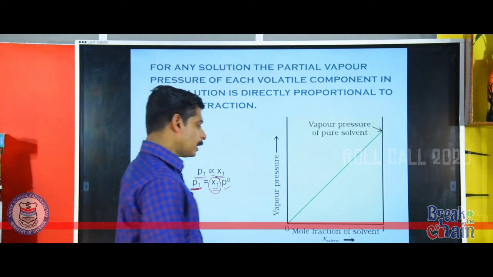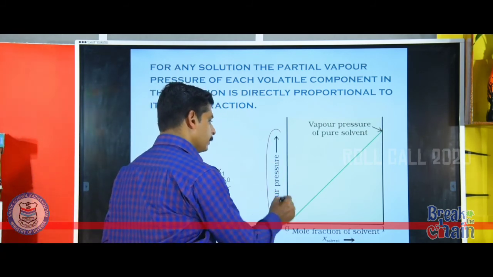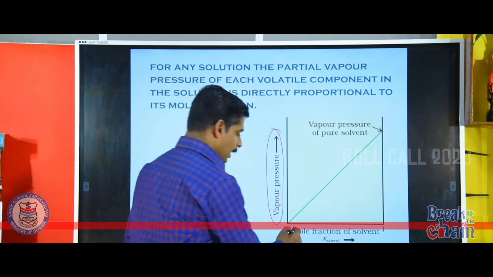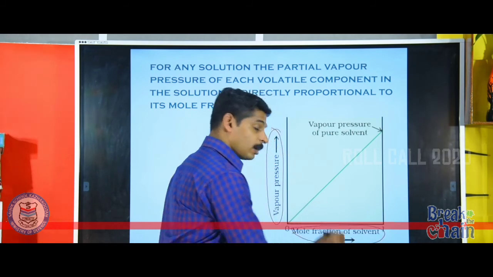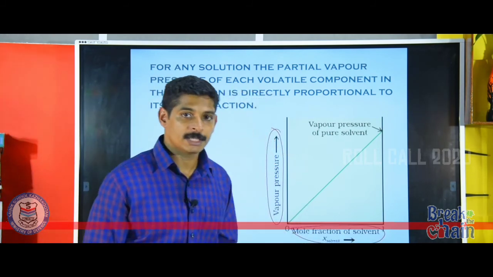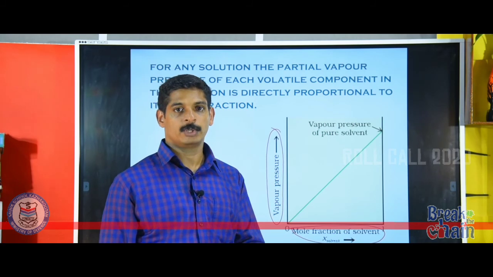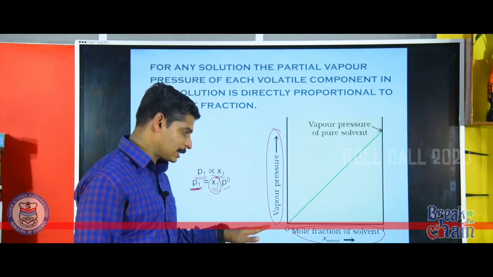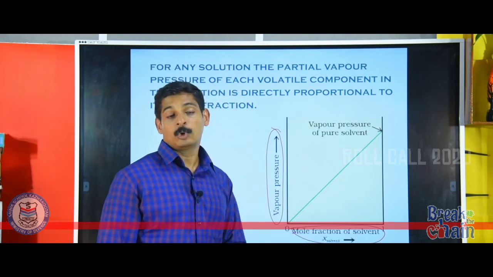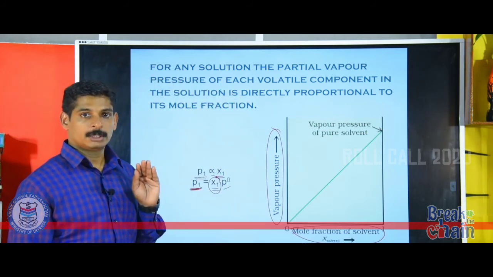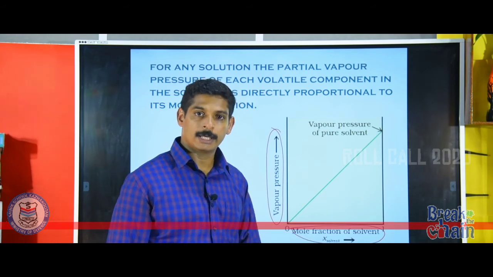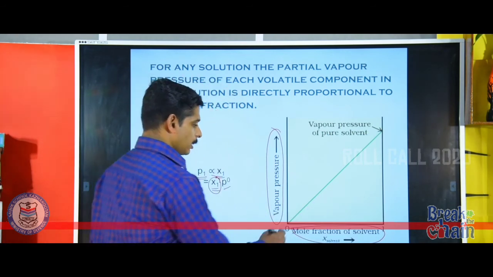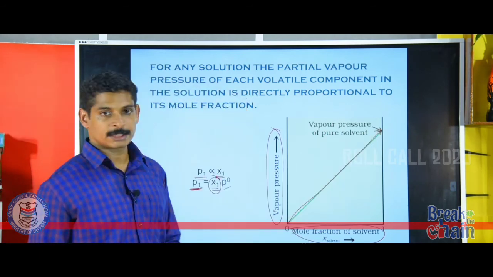So, when we plot a graph by taking the vapor pressure along the y axis and the mole fraction, that is chi, of the solvent, because here only the solvent is the volatile component, the solute is non-volatile. So, if you plot the vapor pressure along the y axis and the mole fraction of the solvent along the x axis, you will get a straight line which passes through the origin. So, this is the graph that you get for plotting this equation.